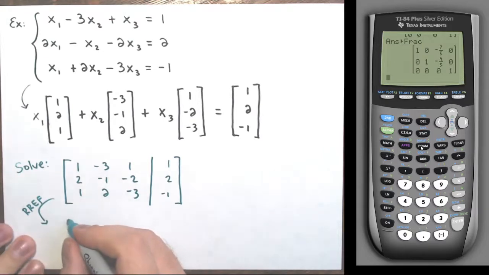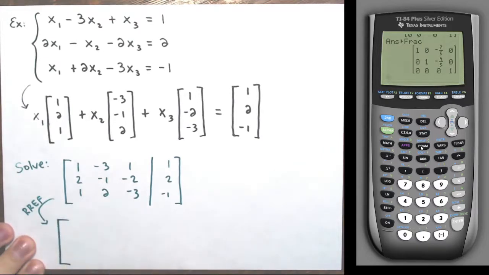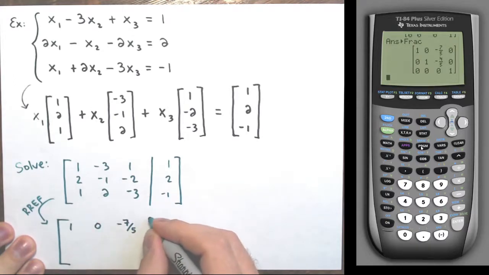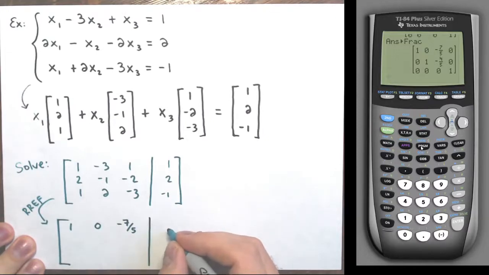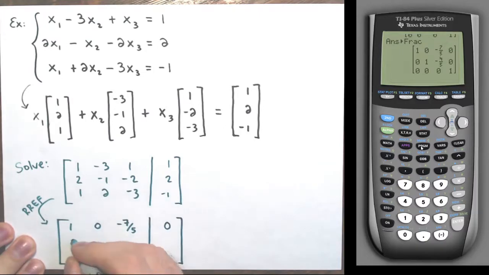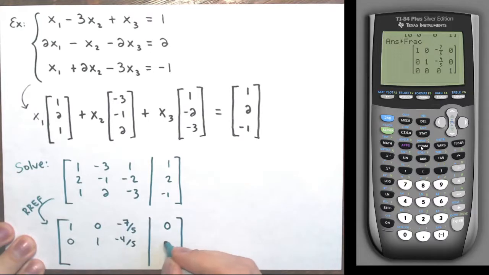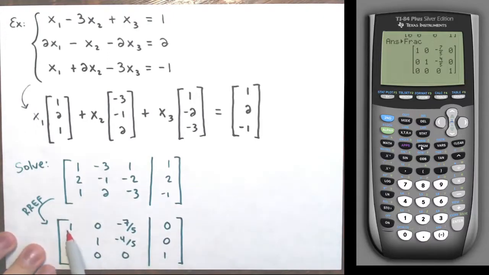Okay. So we have 1, 0, -7/5, and then 0. And then 0, 1, -4/5, 0, and 0, 0, 0, 1. Uh-oh. Right? So it's like, oh yeah, x1 is basic, x2 is basic, x3 is free.